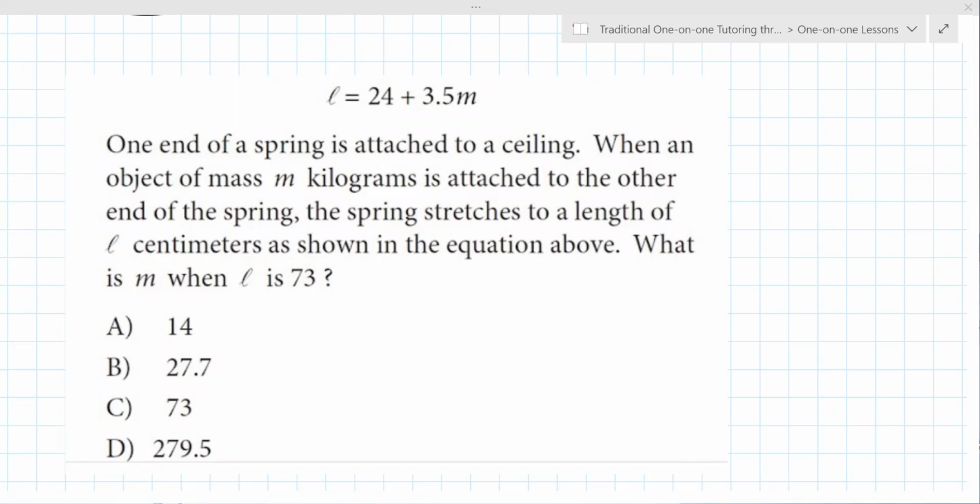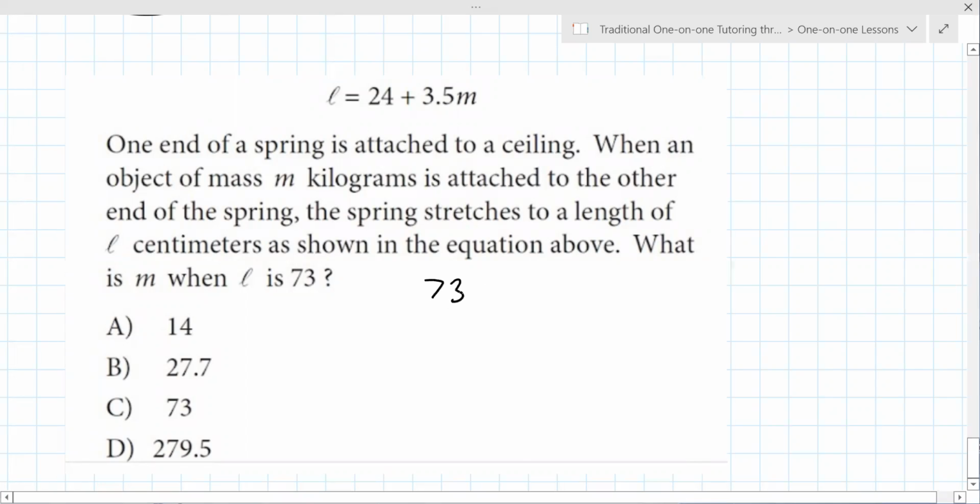Do you have an answer? Do you want to tell me what you've done? What would help you here? So I did 73 equals 24 plus 3.5M. Good. And then I brought the 24 over. What did you get when you subtracted? 49 equals 3.5. And that's like 16 or 15. So the answer is probably 14. So I just put that then.